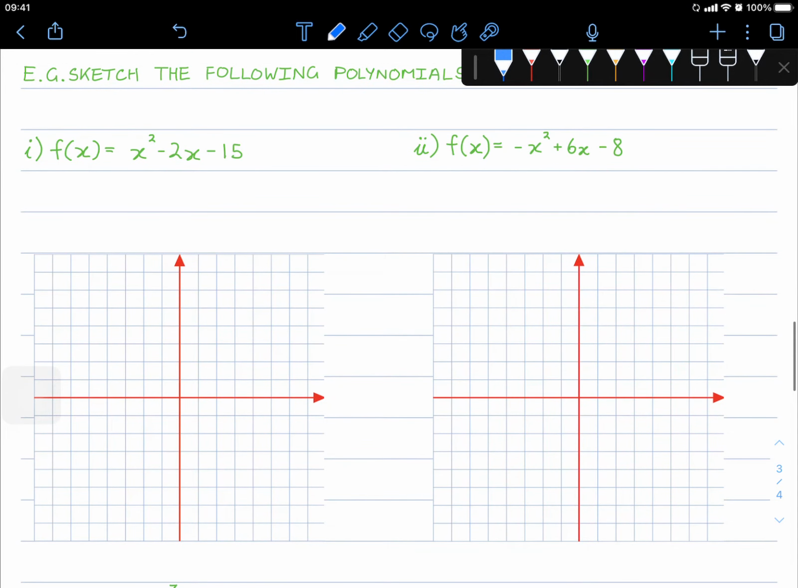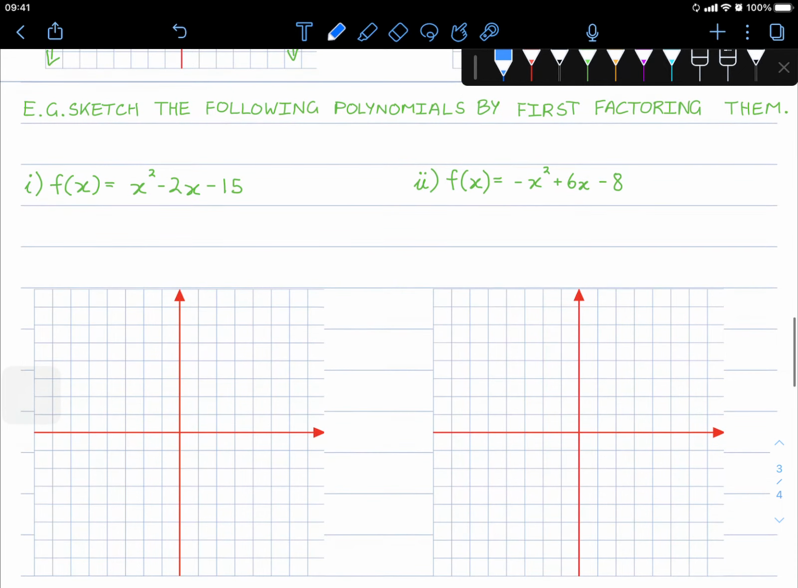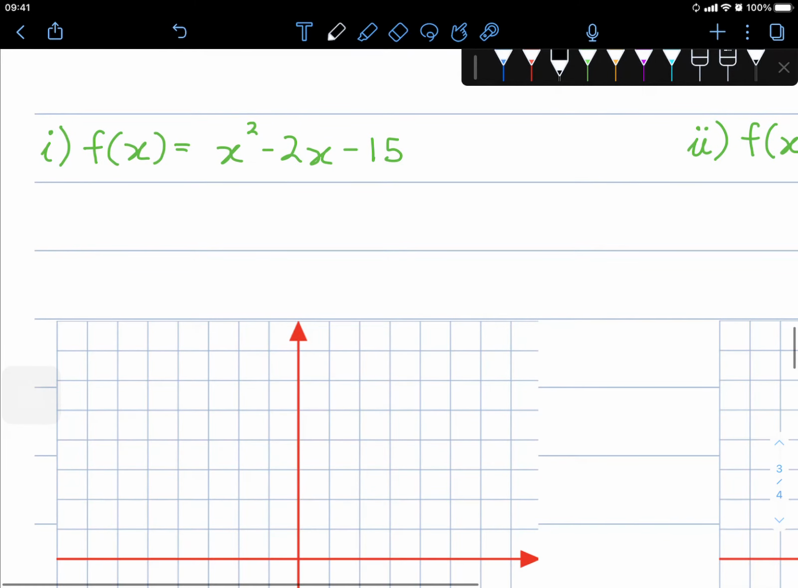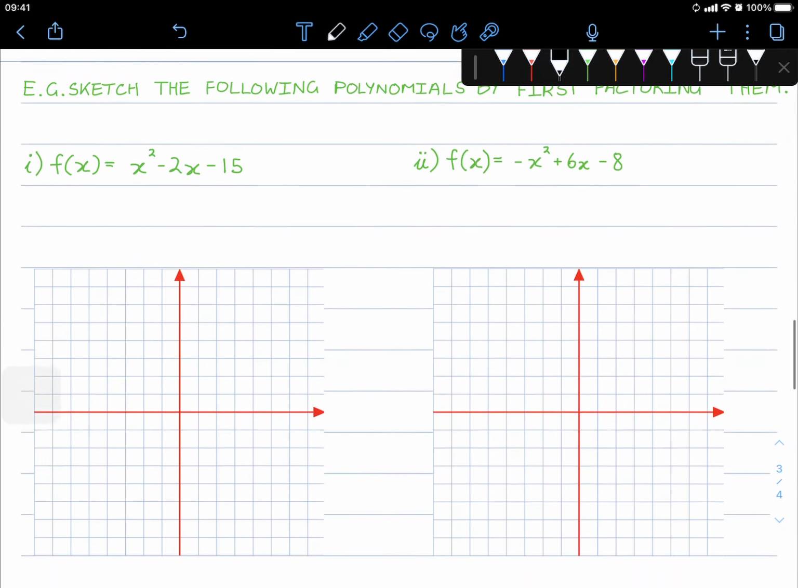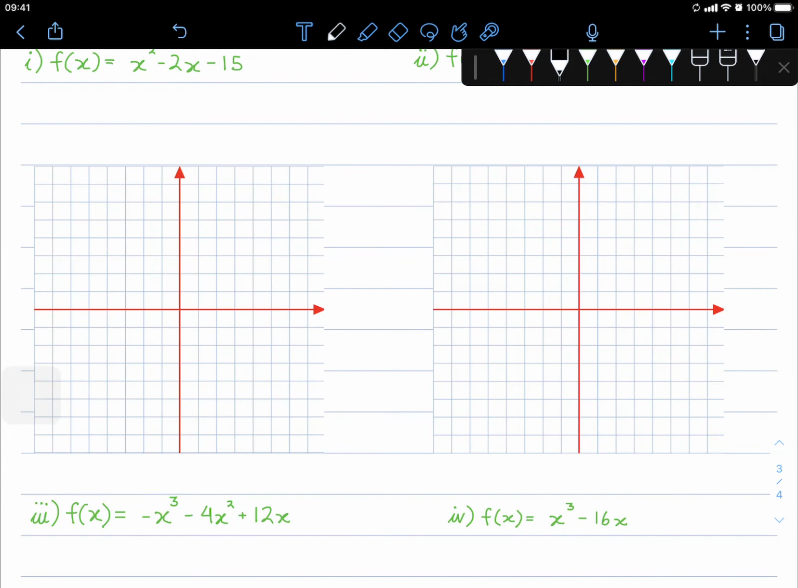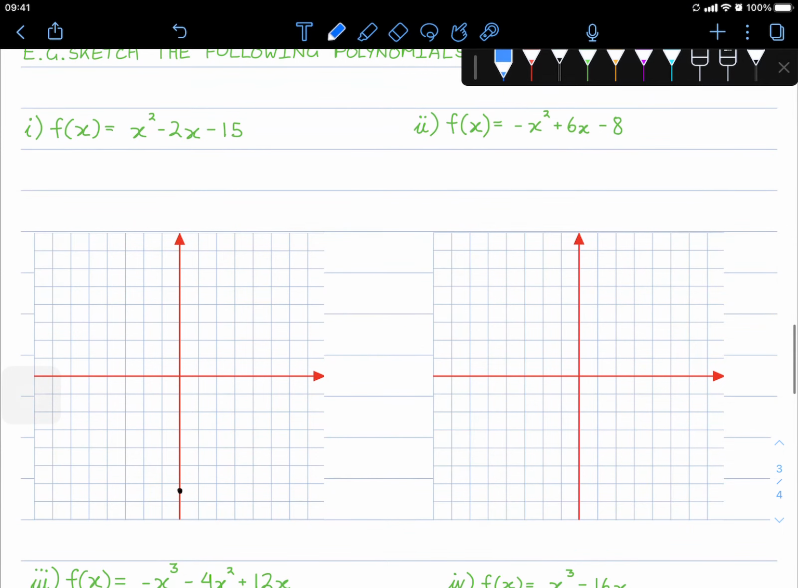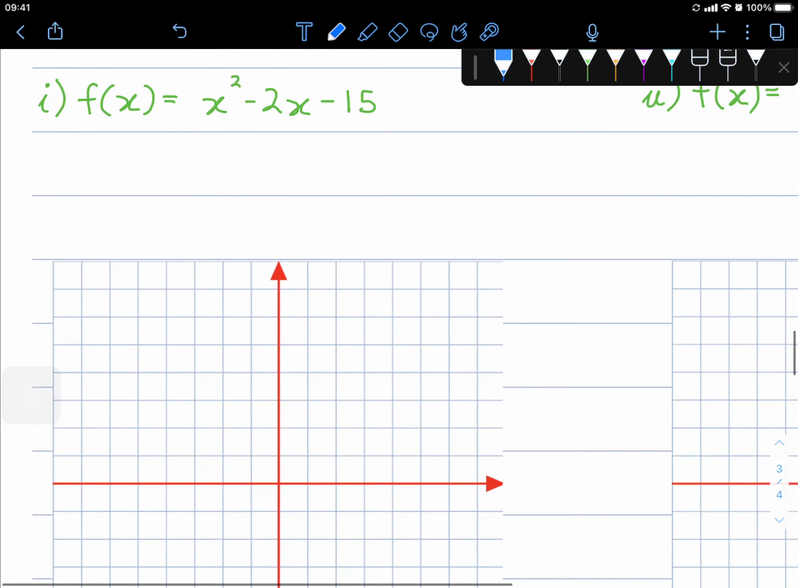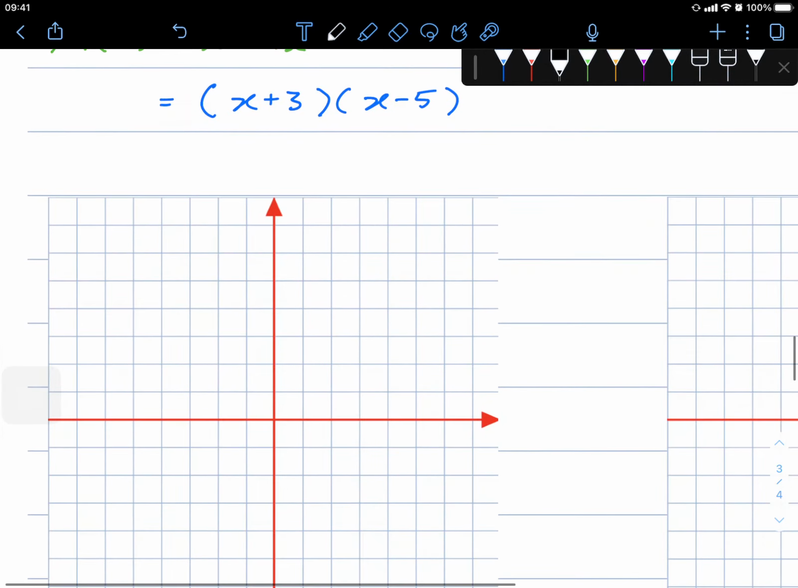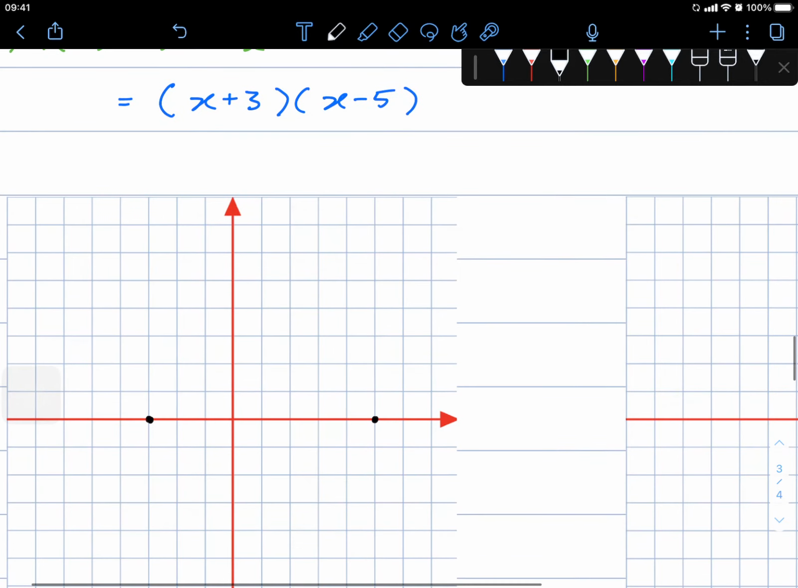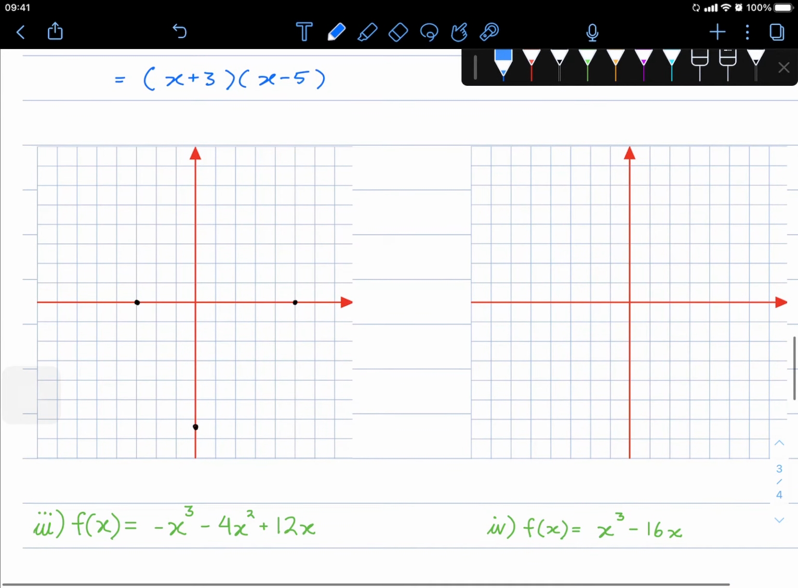let's actually sketch these. So here we go. Well, we can already see the y-intercept. It's going to be -15, so not to scale, let's just place it here. And now we can find the x-intercepts. Factoring this, two numbers I can think of are +3, -5. 1, 2, 3, 4, 5. So somewhat to scale, we can sketch it like so.